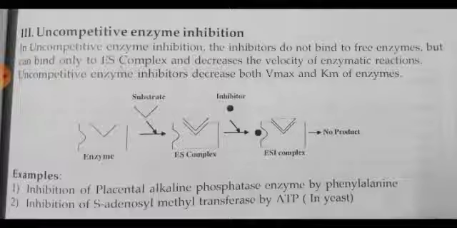In this process it will bind to the enzyme-substrate complex rather than free enzyme. This is the difference between non-competitive and uncompetitive enzyme inhibition. Specific examples: inhibition of placental alkaline phosphatase enzyme by phenylalanine, and inhibition of S-adenosyl methionine transferase by ATP. These are the specific examples for uncompetitive enzyme inhibition.